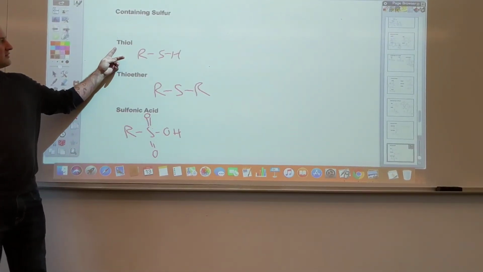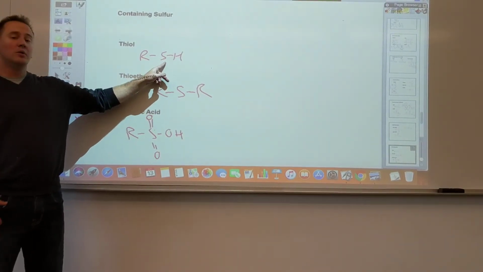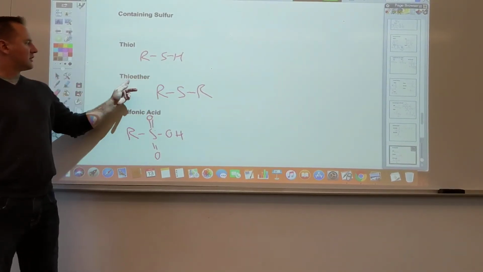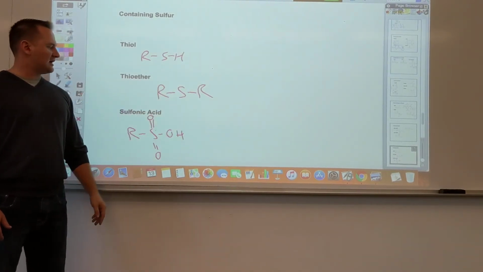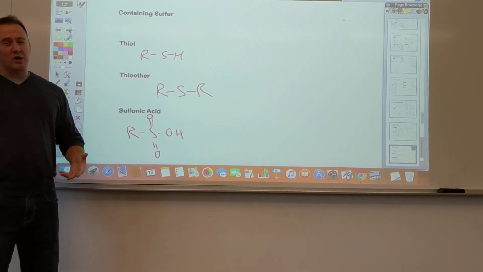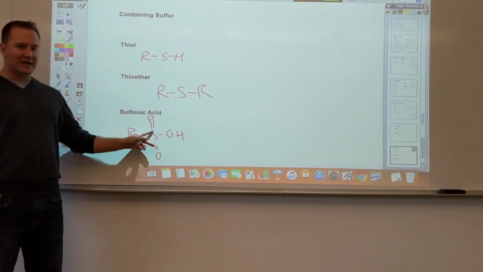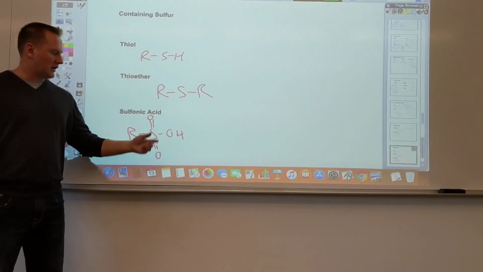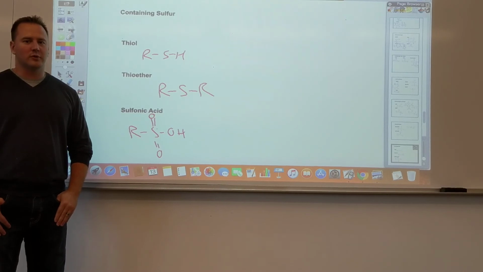Now, if you have sulfur-containing ones, it's either a thiol, which is essentially the same thing as an alcohol, where you replace the O with an S. You can have a thioether, where it's like an ether, except the O is now replaced by an S. Or, like the strongest organic acids would be sulfonic acid, so it's essentially like a sulfuric acid with the hydrogen on it. That's the acid component. And those are the functional groups you're responsible for knowing for Chapter 1.